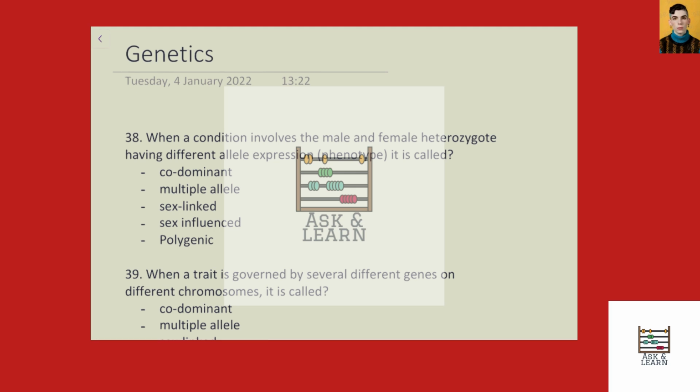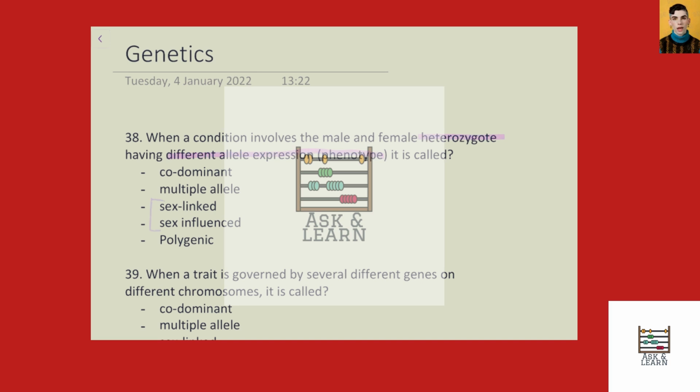Hi there, so today I'm going to answer this question, which involves a few different questions about genetics, and we'll go through what some definitions mean. So when a condition involves the male and the female heterozygote, so that means people with two different alleles having different allele expression, so different phenotypes, even though they're both heterozygotic, what is that called? So we see male and female, and we know it's going to be one of the sex-linked options. So these are the two that stand out, either sex-linked or sex-influenced.